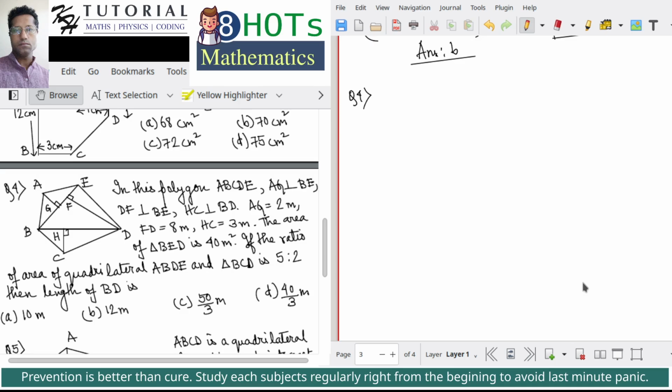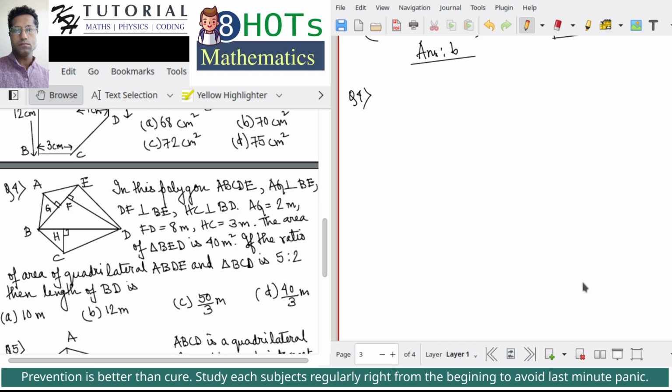Okay, AG is given as 2 meter. FD is given as 8 meter and HC is given as 3 meter. So the lengths of all the perpendiculars are given. The area of triangle BED is 40 meters square. If the ratio of the area of quadrilateral ABDE and triangle BCD is 5:2, then the length of BD is.